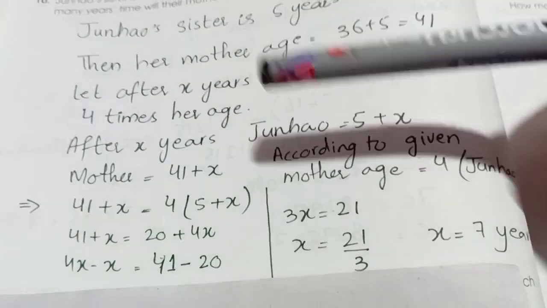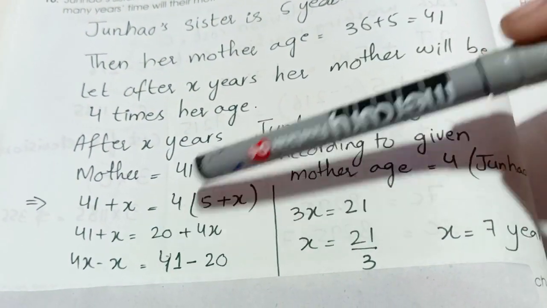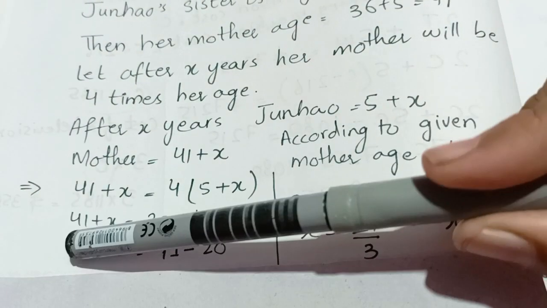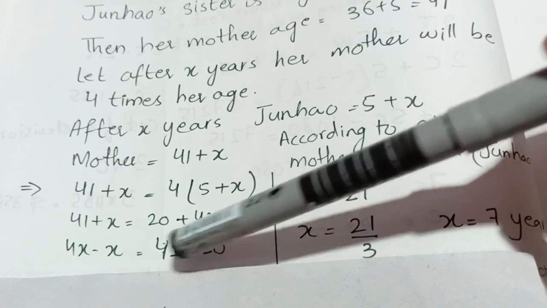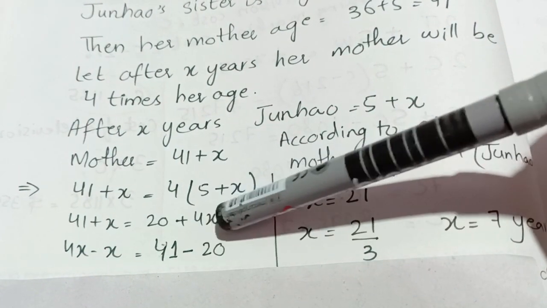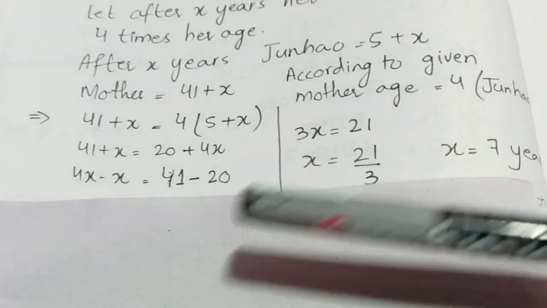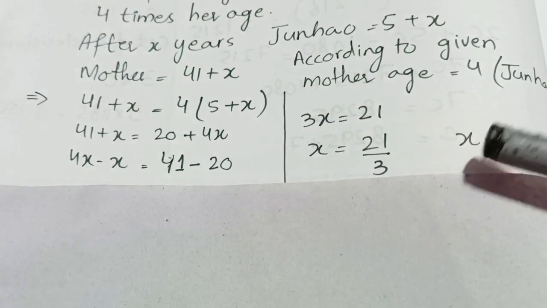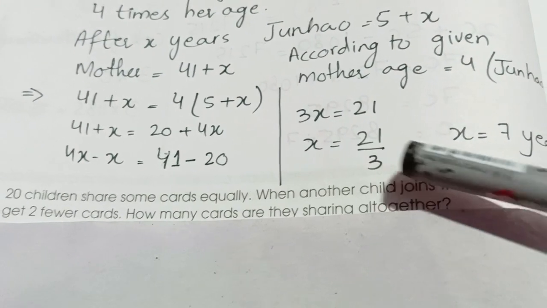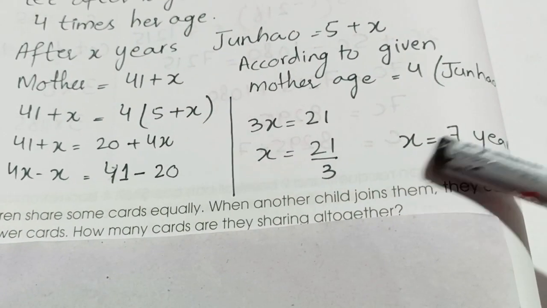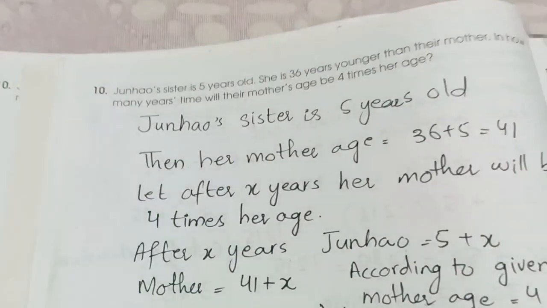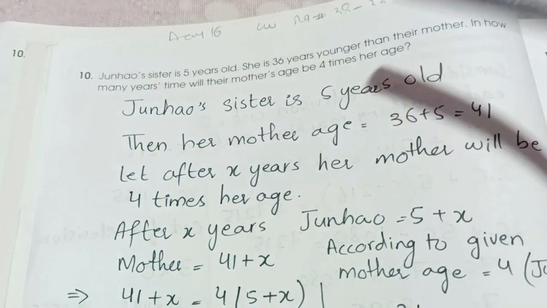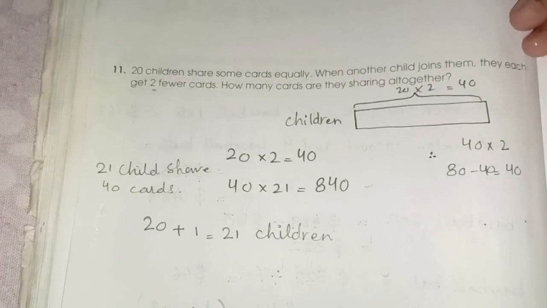Now we have to solve this equation. 41 plus x equals 4 fives are 20, 4x. Now we have to separate the numbers and variables. 20 will be moved here, so 41 minus 20, and x will move here, 4x minus x. Now when we subtract 4x and x, we have 3x, 41 minus 20, 21. Here 3 is division. When we change the place, it is multiplication. 3 ones are 3, 3 sevens are 21. x is equal to 7 years. So it means that in how many years' time will their mother's age be 4 times her age? 7 years.